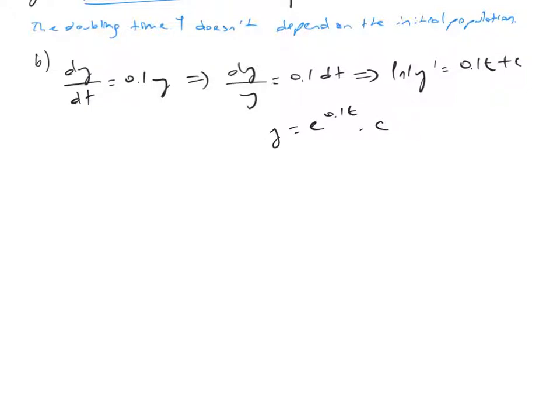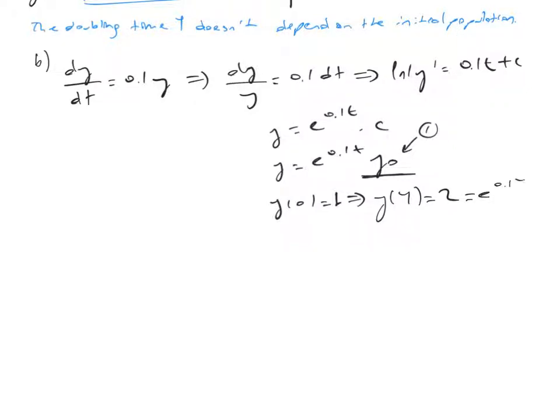And in order to find c, we use initial conditions. This is our initial condition and is equal to 1. So y0 is 1. So y tau will be equal to 2, which is equal to e to the 0.1 tau. And from here ln 2 is equal to 0.1 tau, and from here tau is roughly equal to 6.93. And let's continue with part C.